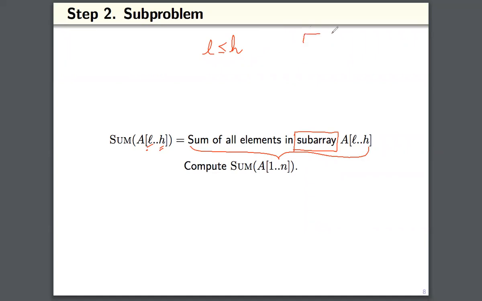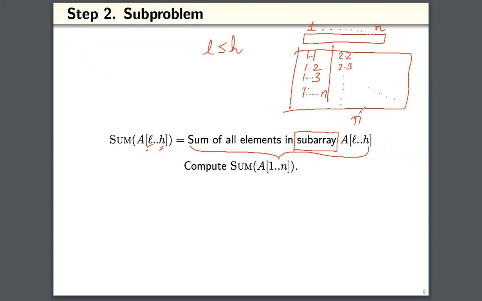Okay, so let's think about this. Suppose the indices are from 1 to n. See, 1 to 1 is a subarray, 1 to 2 is a subarray, 1 to 3 is a subarray, right? Similarly, 2 to 2 is a subarray, 2 to 3 is a subarray, right? So how many subarrays are there?